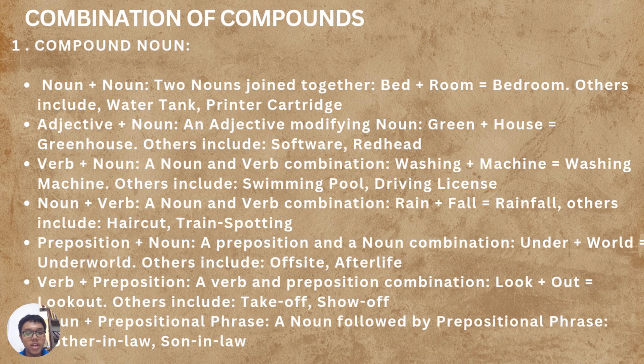We have preposition and noun, a preposition and noun combination. Under and world becomes underworld. Others include offsite, afterlife. Verb and preposition, a verb and preposition combination. We have look and out, turns to lookout. Others include take off and show off.